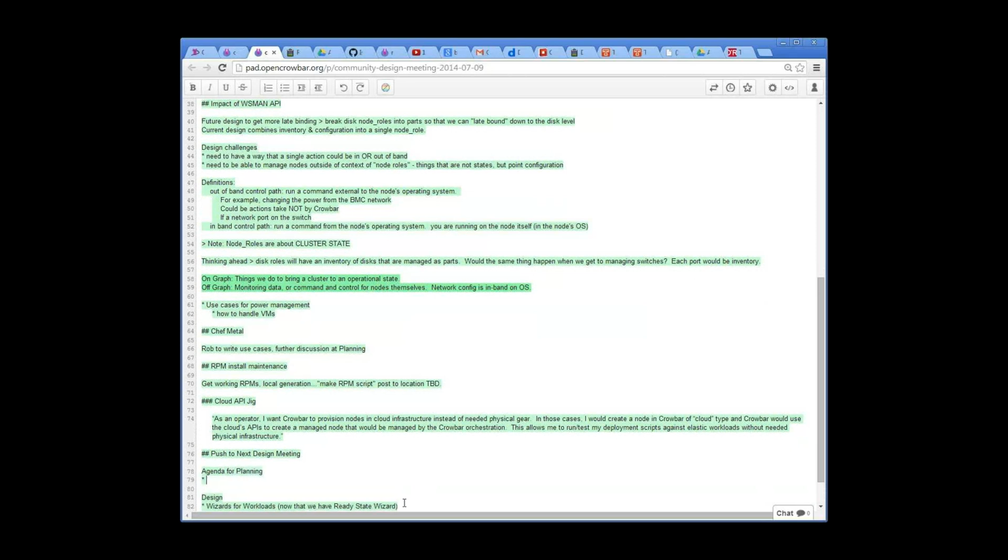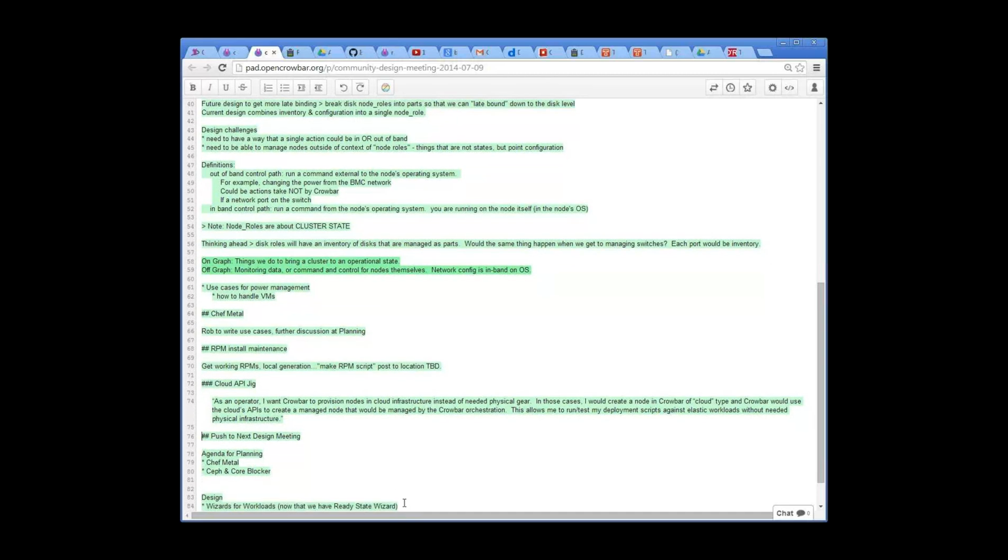So in planning, we're going to talk more about Chef Metal. We'll talk about Thrift and core blocker. This is a design meeting. If there are other items, just add them to the agenda here.